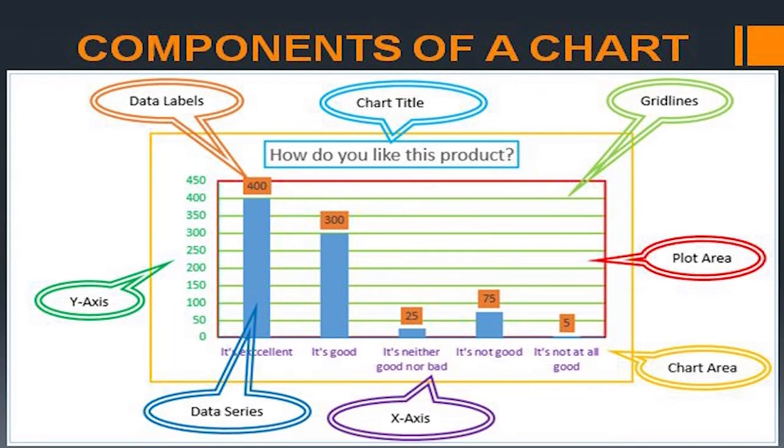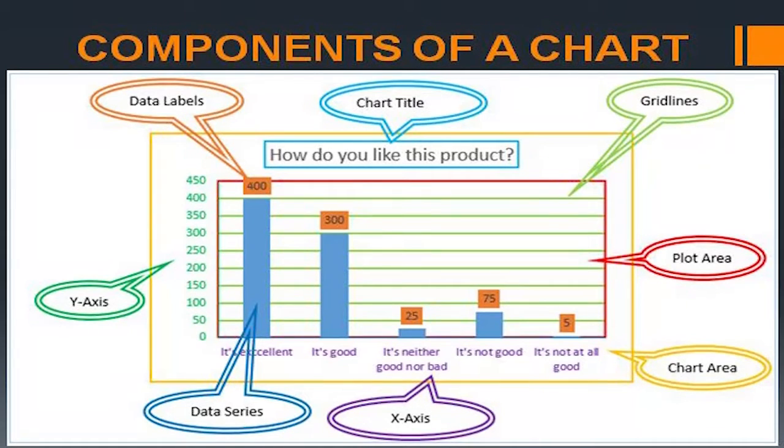Now have a clear look at the components of the chart. First one, chart title. The one in blue color is called the chart title, where it will display the chart title. Next one is data labels. The 400, 300 are called data labels, where we can see the values of the data. Grid lines means the lines in the background. Next one is plot area, the red colored part where all the data inside this area is called the plot area. Chart area means the entire chart, that is called the chart area.